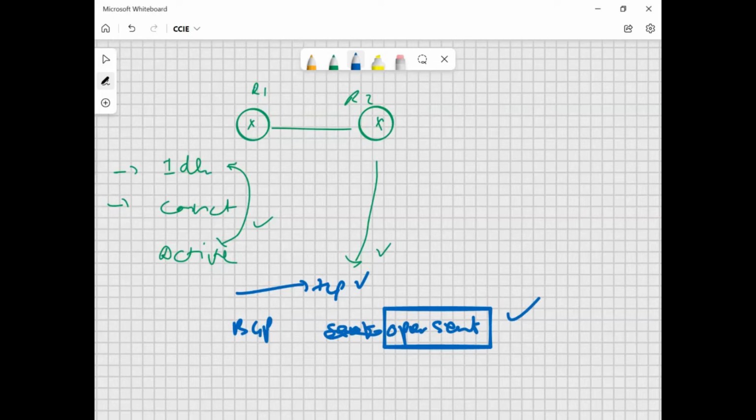And there is one more state. I don't know if you have heard about it or not. Named as passive. Have you heard about it? Yes. What is the passive state?